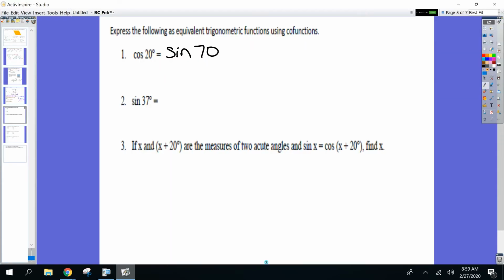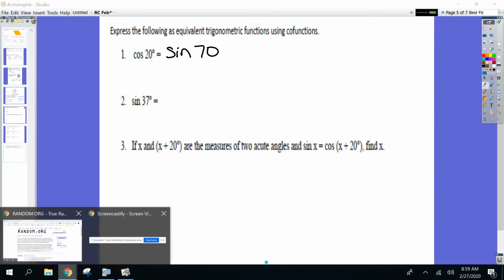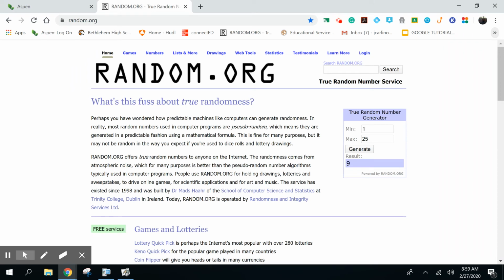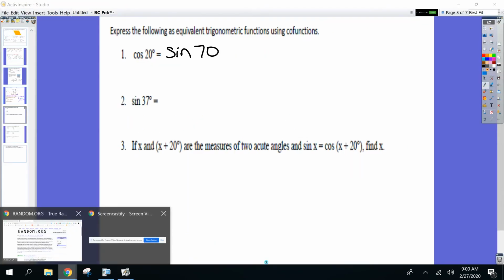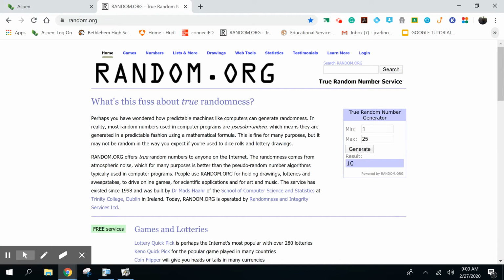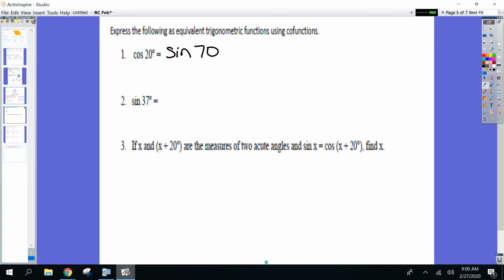Okay, go ahead, go to number 2. Sine of 37 should be the same value as. Don't just give me the angle either. Here you go, 9, same value as. One job. How about 10? Don't care.